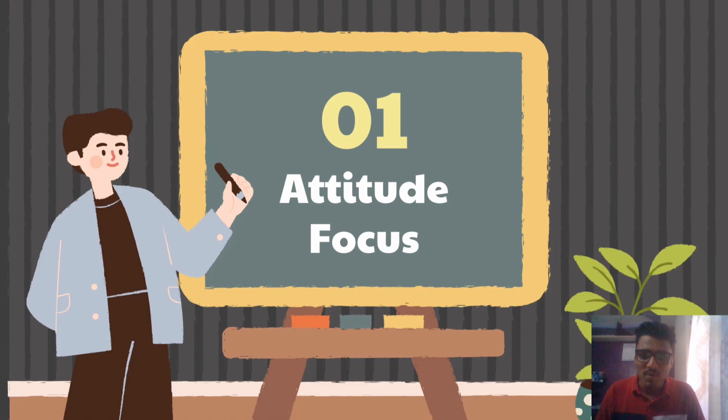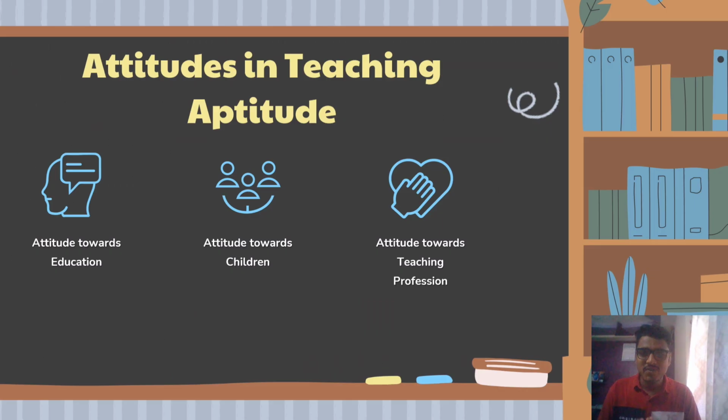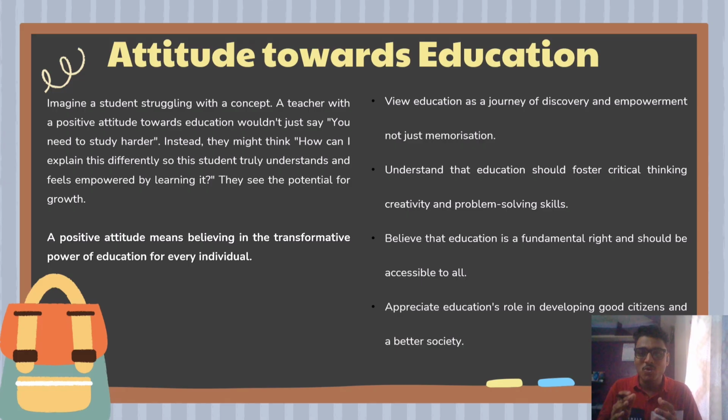So let us begin with the first key area, that is attitude focus. As we mentioned, attitudes in teaching aptitude are divided into 3 spheres. One is attitude of a teacher towards education. Second is attitude of a teacher towards their children. And third is attitude of a teacher towards teaching as a profession. The first one is attitude towards education.